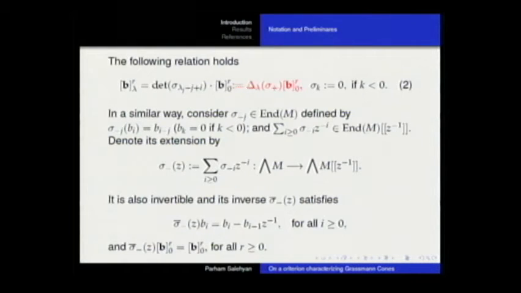In a similar way, we consider sigma minus j, that is the shift by negative index. And in the same way, we can consider this formal power series and denote its extension to the whole exterior power by sigma minus. It is also invertible, and we have this equality here over M. And in this case, we have this relation, which means that it has some fixed points.